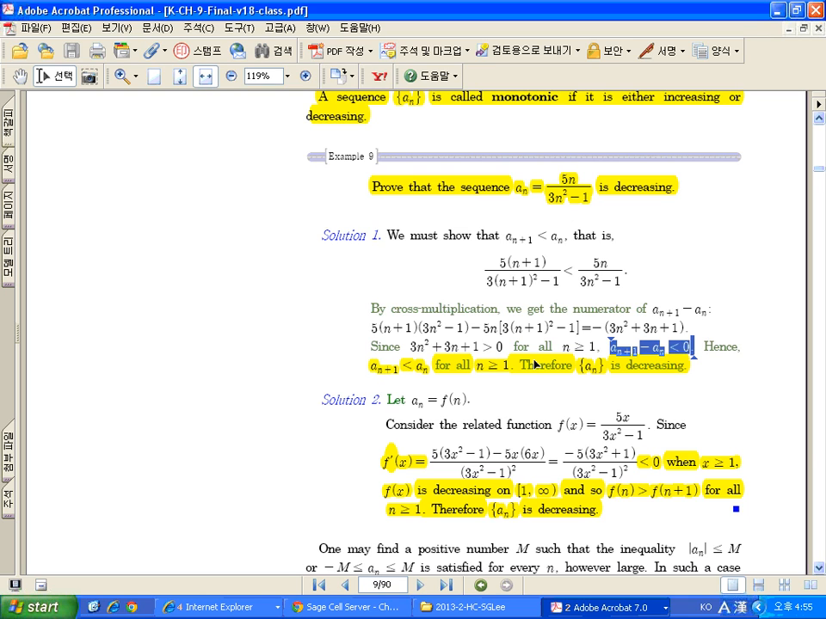Not only decreasing, it is strictly decreasing. Okay.